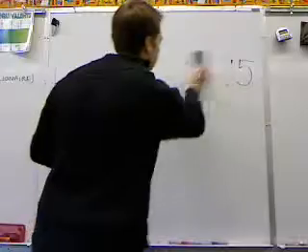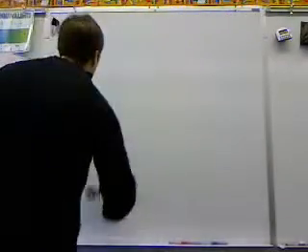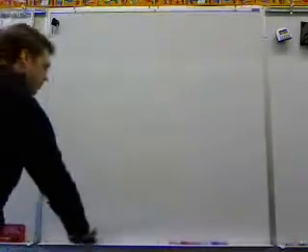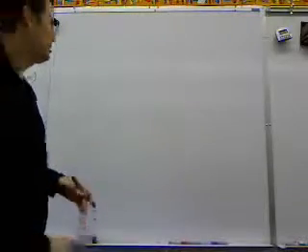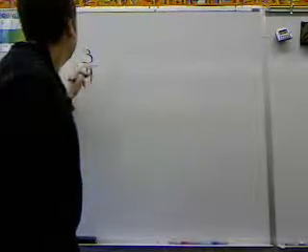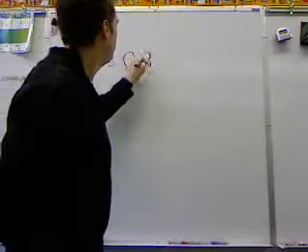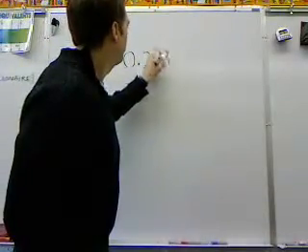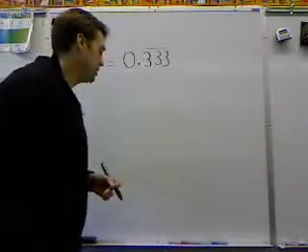What we soon discover, however, is that not every decimal is a terminating decimal, which means a decimal that has a defined number of decimal places. Some decimals are what we call repeating decimals. For example, if we had the fraction 3 over 9, this would translate to a repeating decimal of 0.333, and these 3's would go on forever and ever. That is what a repeating decimal is.